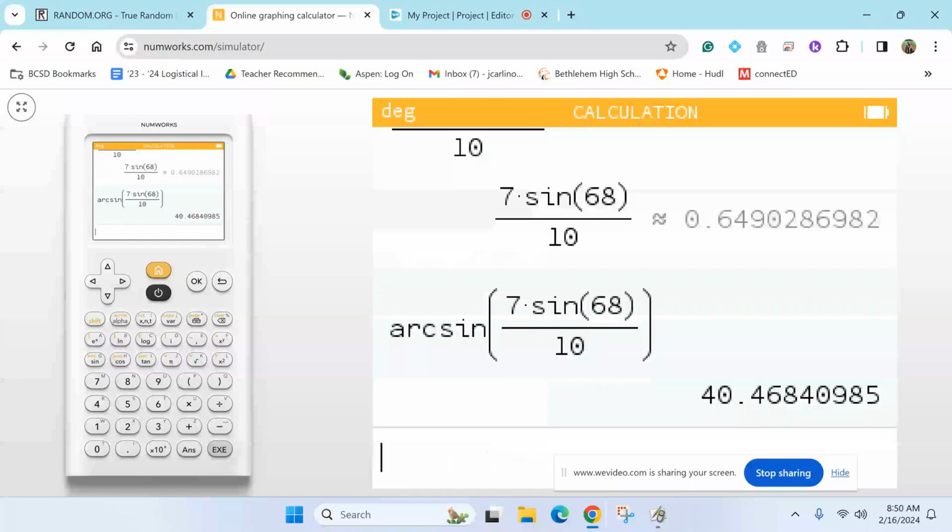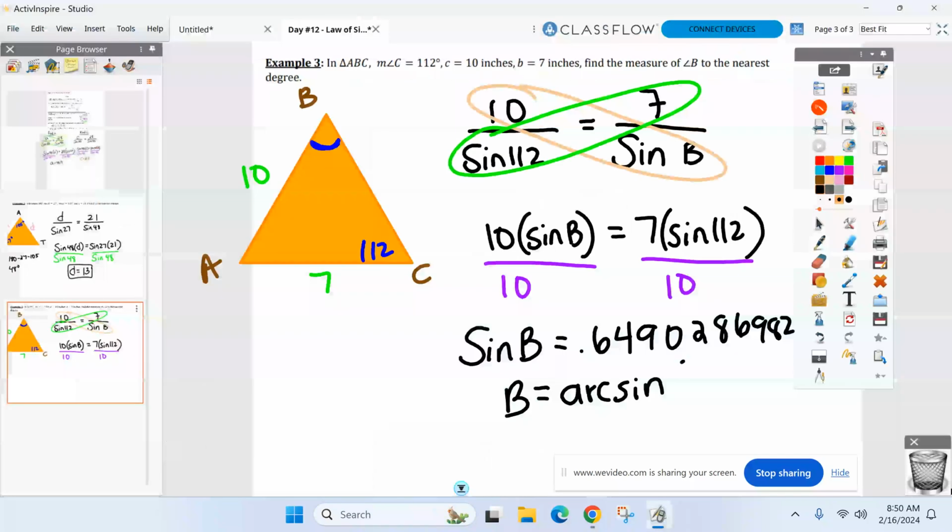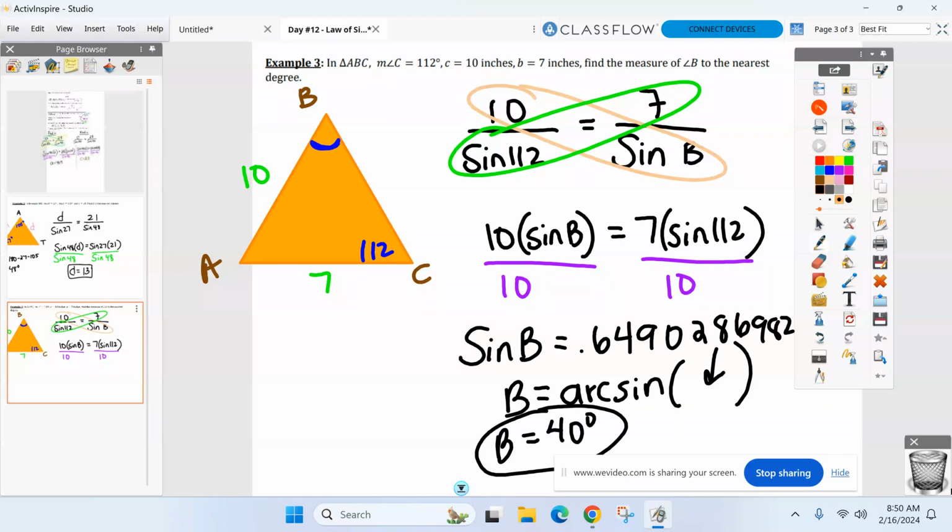Now I just got to round it to the nearest degree. So angle B is 40 degrees. And that makes sense because it better be less than 112, because 7 is less than 10. Smaller side across from smaller angle.